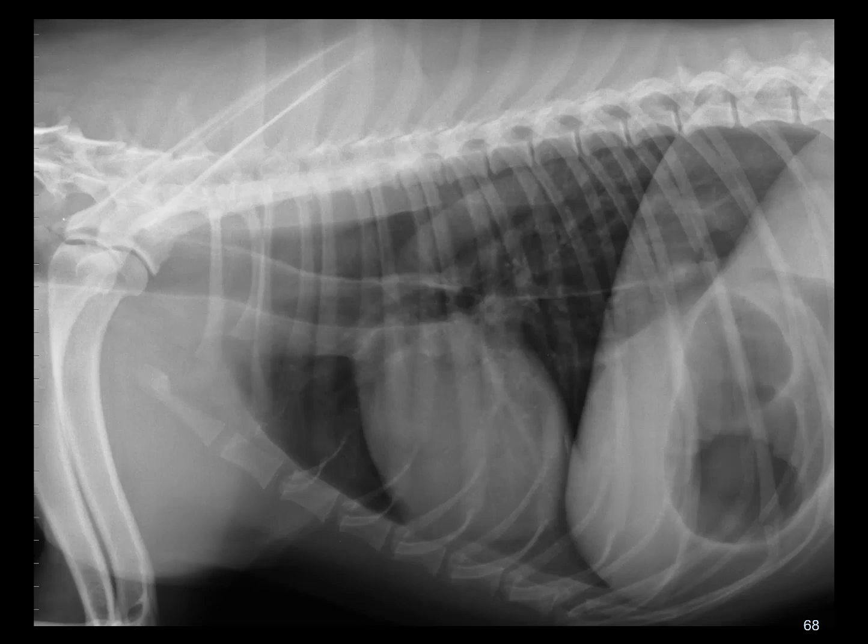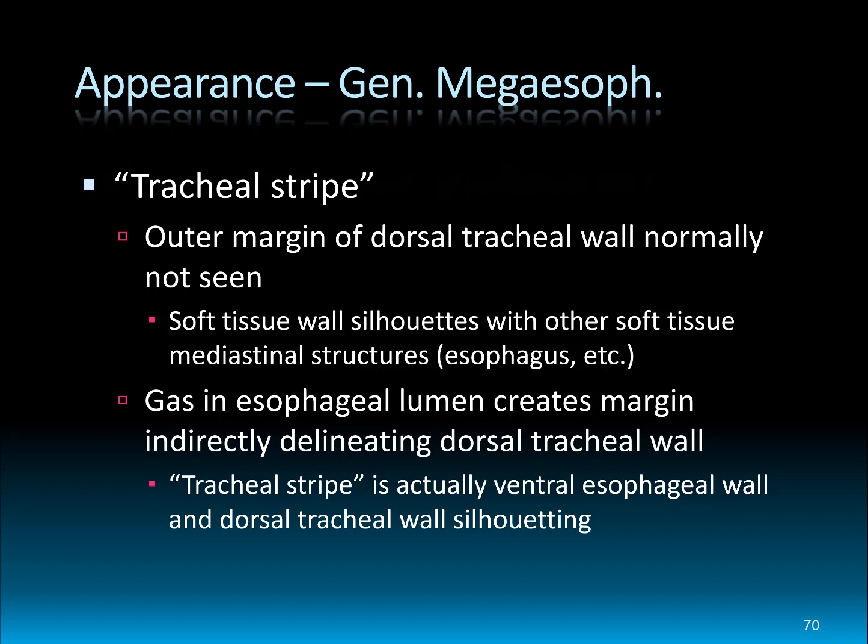Compared to this dog with a megaesophagus, a gas-filled megaesophagus, now we have this really sharp edge that I don't expect to see. The soft tissue up here represents the longus coli musculature, so the fact that I can see that edge is abnormal and indicates that we have at least gas in the esophagus and most likely gas in a distended esophagus.